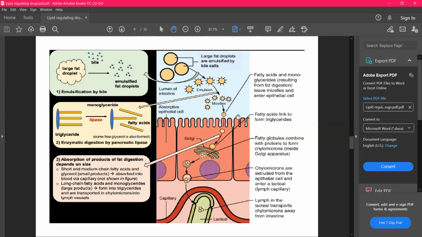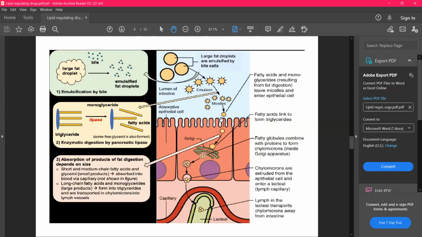Now these micelles come into contact with the brush border of enterocytes, and they are transported. It's not shown here, but they are transported through a protein called the NPC1L1 transporter. Okay, it's a transporter protein. Why is it important? Because, as you can see, there is another drug that will act here. I'll come to that later.